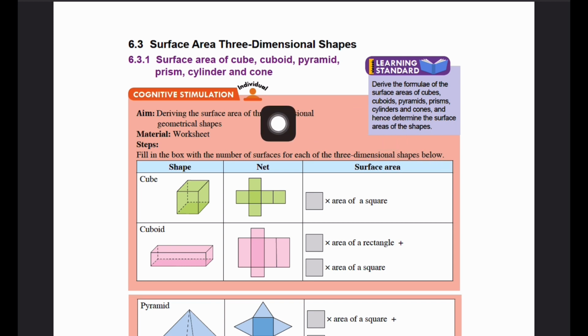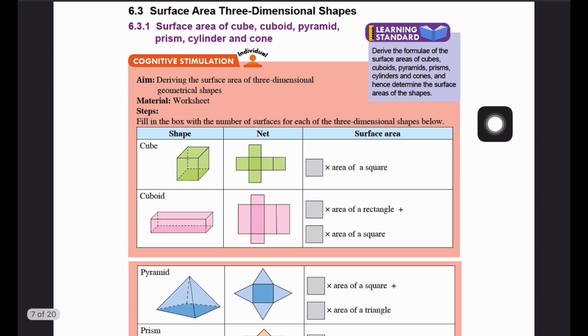Okay. So let's look at the first part, cognitive stimulation. Let's have a look at this together. So actually, what is surface area? Surface area ni sebenarnya adalah luas permukaan. Contoh, if we have a cube, we are interested to find the surface area, luas setiap muka-muka dia tu. Ingat bukan volume, luas muka, the surface area.